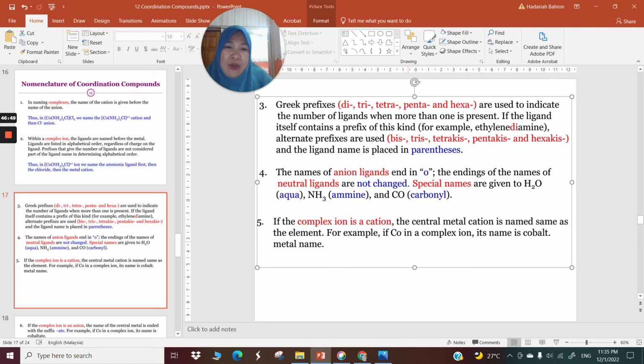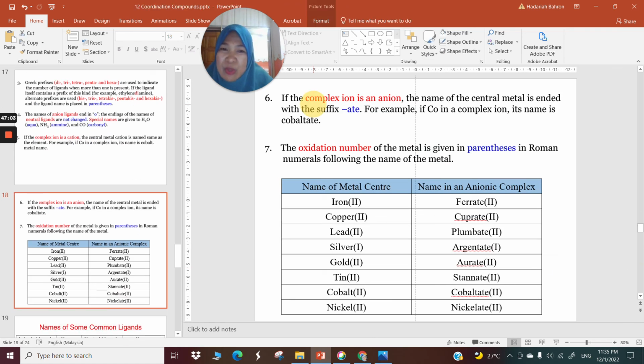Yeah? If cobalt is in the complex ion that is positively charged, the metal is called by its usual name, cobalt, the metal name. But if the complex ion is an anion or it carries with it a negative charge, the name of the central metal is ended with the suffix ate. For example, cobalt becomes cobaltate. When does it become cobaltate? It is when the cobalt is located in a complex ion that carries a negative charge.